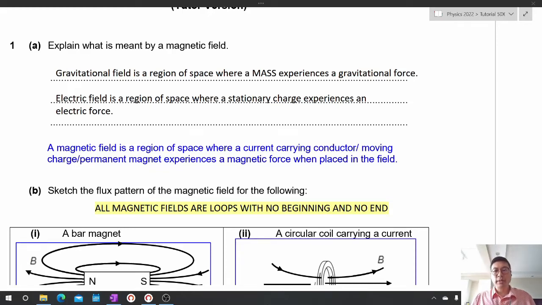Hello ladies and gentlemen, let's look at the electromagnetism tutorial. Now question 1a: explain what's meant by a magnetic field.